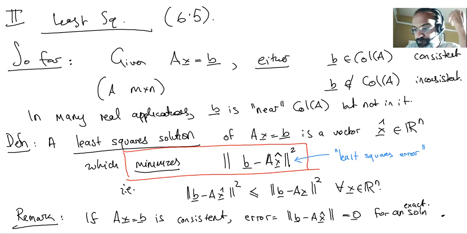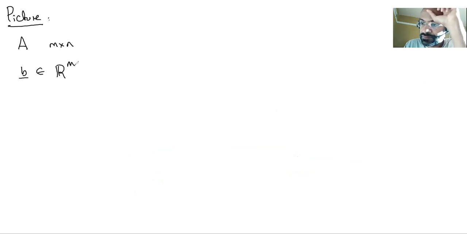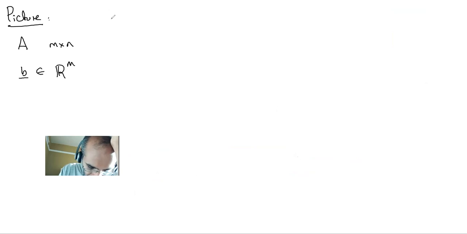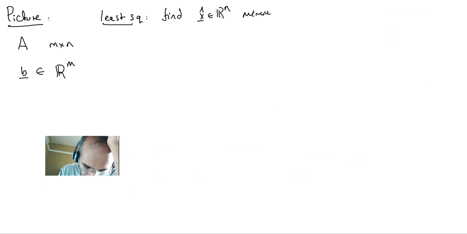So let me now show you a picture, which is helpful to me for how to think about what this means, because right now it's just some minimization problem. So what's the picture associated with this? This picture is very important for conceptualizing what's going on. So what are you given? Well, you're given an M by N matrix A, and you're given a vector B, as we were given much earlier in the course. And the least squares solution, again, is to find x hat in Rn minimizing this B minus Ax hat squared.